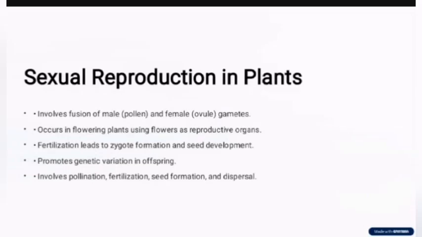So far, is there any question? I want to ask a question on fertilization leading to zygote formation and seed development. Can you explain it? Don't worry, I'm coming to that, okay? Do you get a general overview? Alright, since everyone got a general overview, we are going to take a step further.